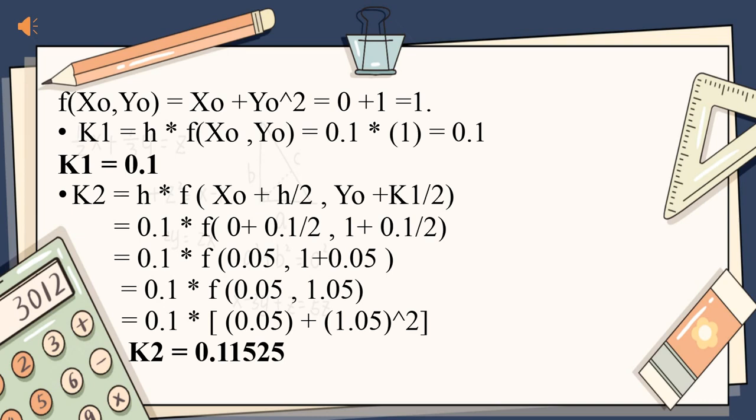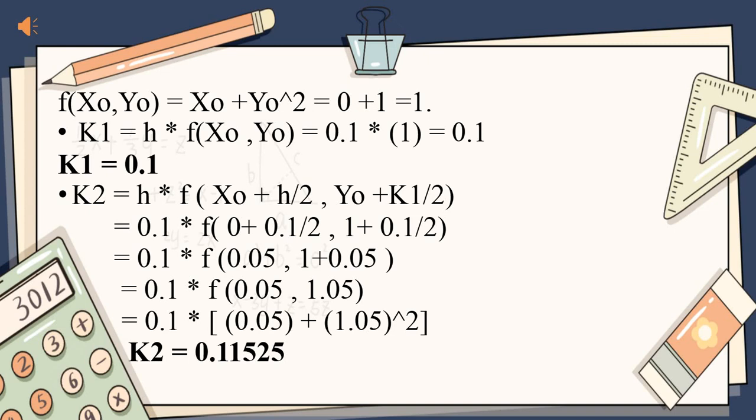Based on this we can easily calculate the value of k1, because we have the formula k1 equals h into function of x0, y0. We get h, the value of h is 0.1, into the value of function x0, y0, which is 1. So the value of k1 which we get is 0.1. Then again, similarly, based on this formula itself we calculate the value of k2 as well.